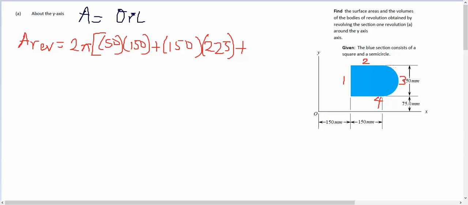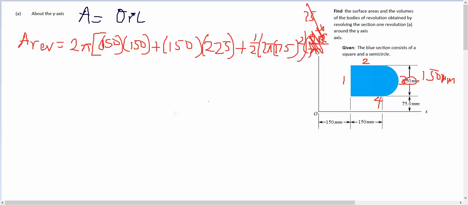And for the third line, the length, this is a semicircle, so this is half of the circumference, 2 pi, and then the radius is 25. No, 75, this is actually 150, not 50, so this is 150 here. So 2 pi 75 square. And then the centroid of this would be 2r over pi, 2r over pi. R is 75.